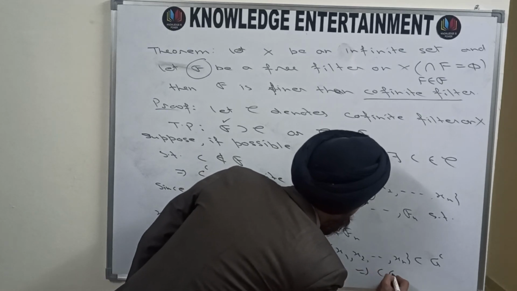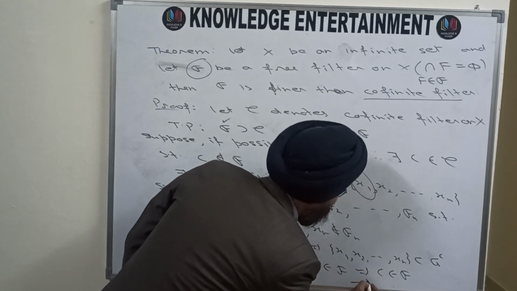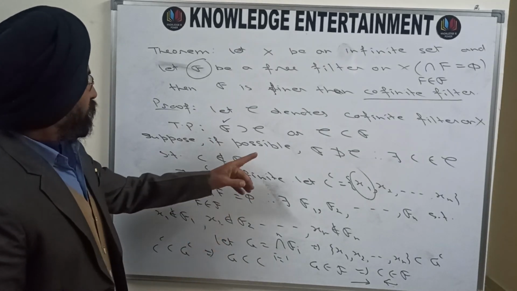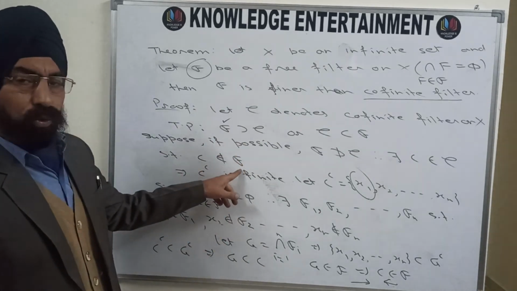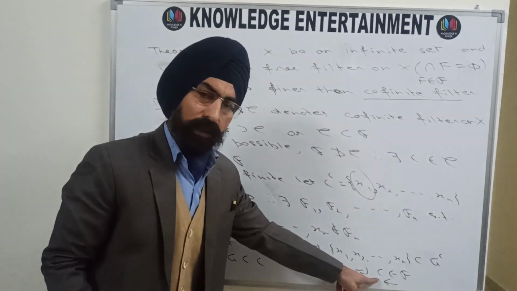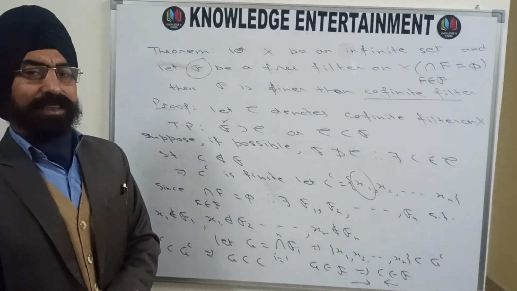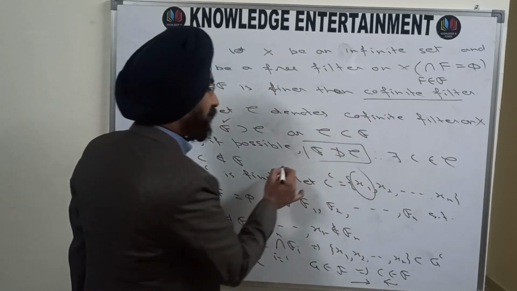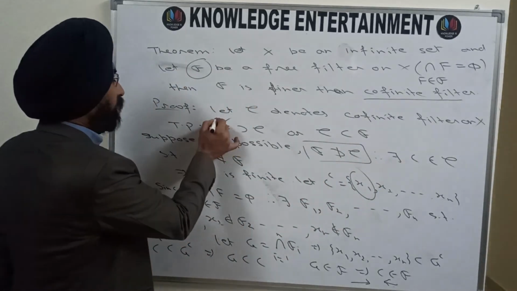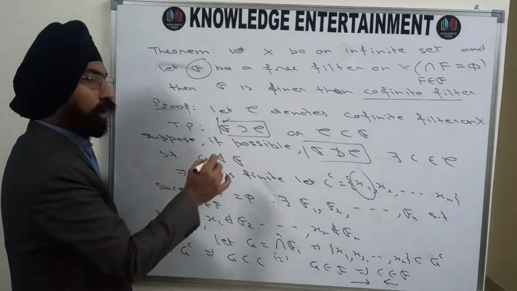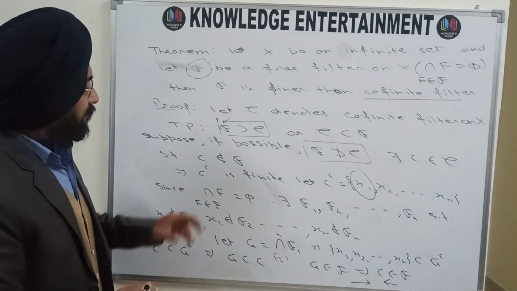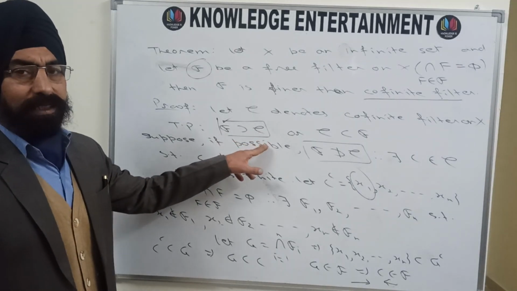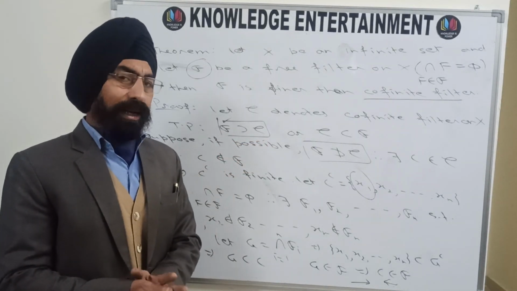This is a contradiction, because we have just seen above that C does not belong to F, and now C belongs to F. Why is this contradiction there? Because we supposed that F does not contain C. That means F must contain C, or you can say that this free filter F is finer than the cofinite filter. So here I am going to stop this video.